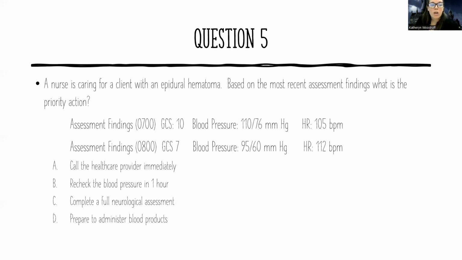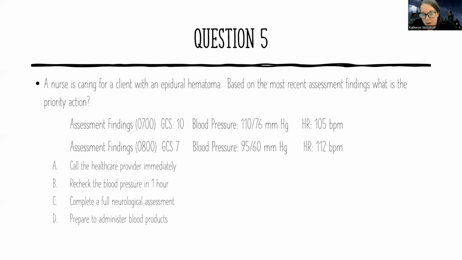Do they need to know pupils? Do they need to know other parts of the neurological assessment, muscle strength, etc.? So is there anything else that they need before they could make a decision about what needs to be done? And I'm not sure. I'm gonna keep going. The last one is prepare to administer blood products.